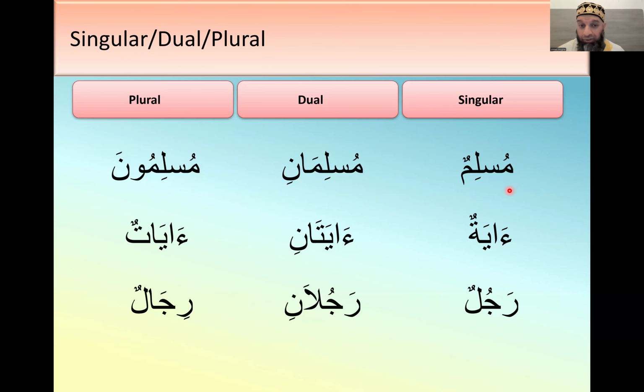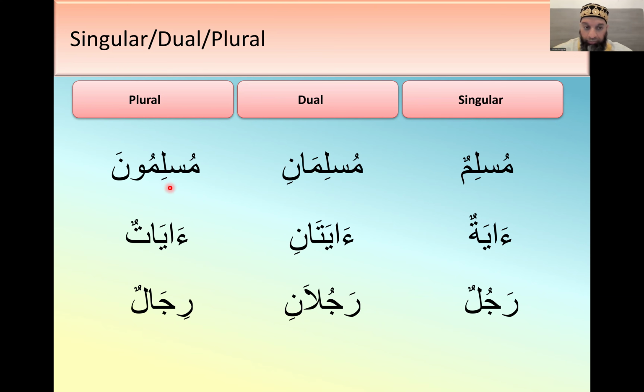So here are some examples. Muslimun means a Muslim. Now, to say 2 Muslims, this is just an example. You don't have to learn this. It's just an example to show you. But to say 2 Muslims is Muslimani. So if I was to say there's Muslimani walking down the street, it means 2, because Muslimani is dual. And then the plural is Muslimuna. Muslimuna means 3 or more.